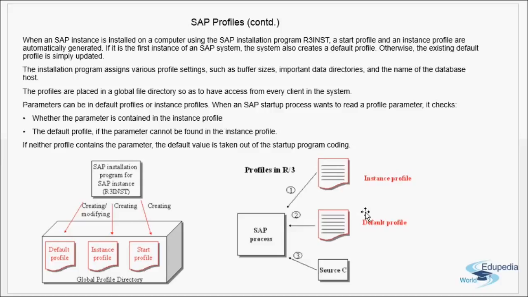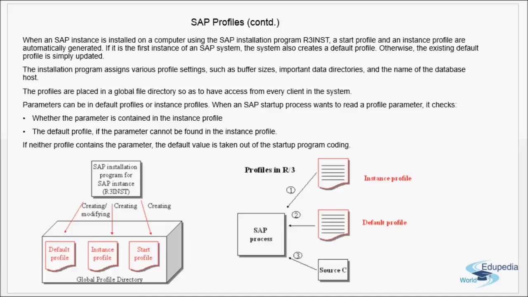If it's not found in instance or default, then the default value which SAP defines is taken. Here, if we see the R3 installation program for an SAP instance, R3Inst, first it creates the start and the instance profile. Then for the first instance it will create a default profile. For the other instances it will update the existing default profile. And this directory is shared.